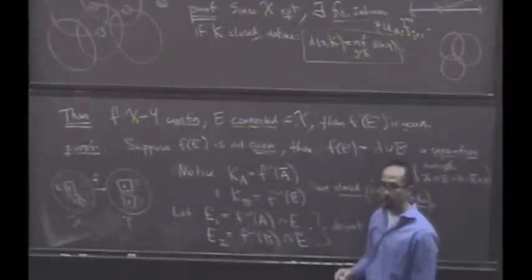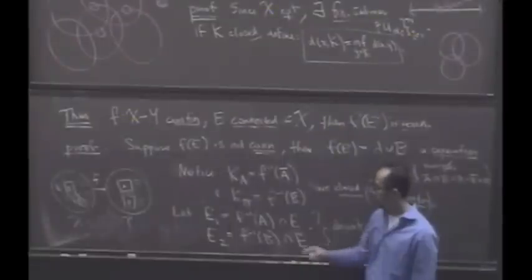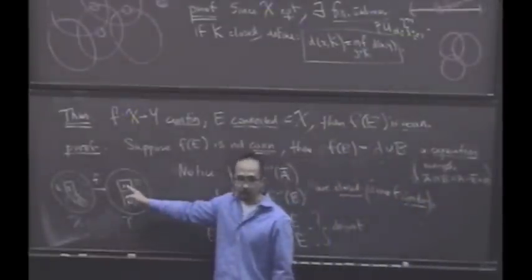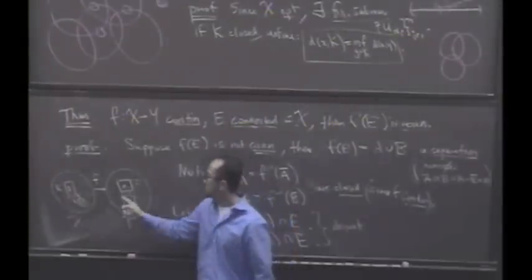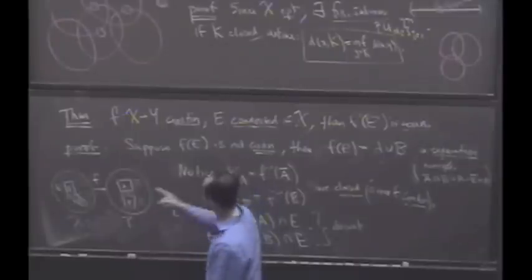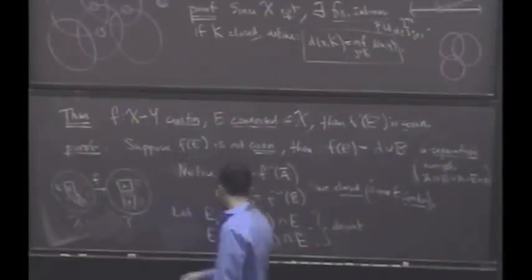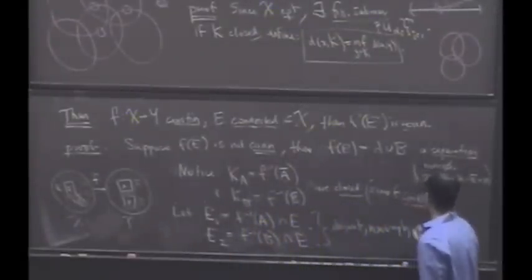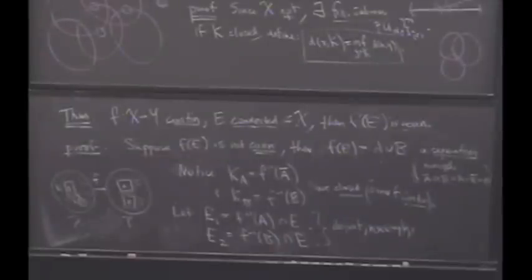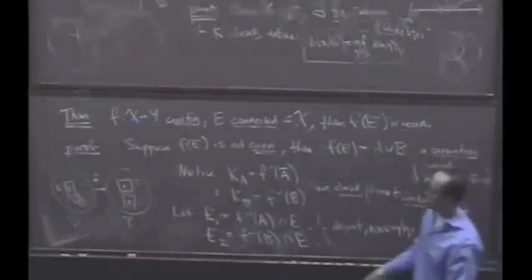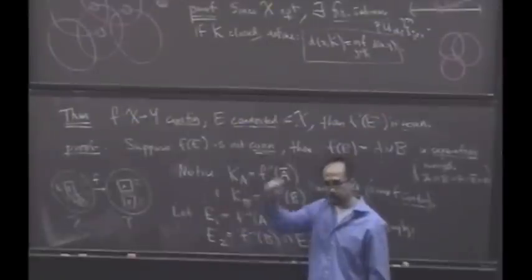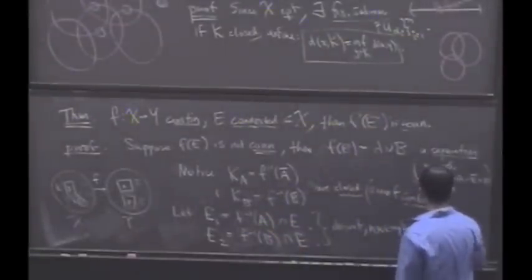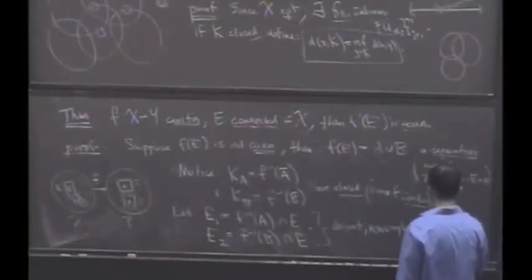Are they non-empty? Yes, why? Well, A and B are non-empty. And this is the image of E. So these have to be images of points over here and here. Okay, what's the last thing I want to show? Well, I hope to show there's a separation. That is, the closure of this one doesn't intersect this, yes? Okay, so I claim they're a separation. Let's see why.